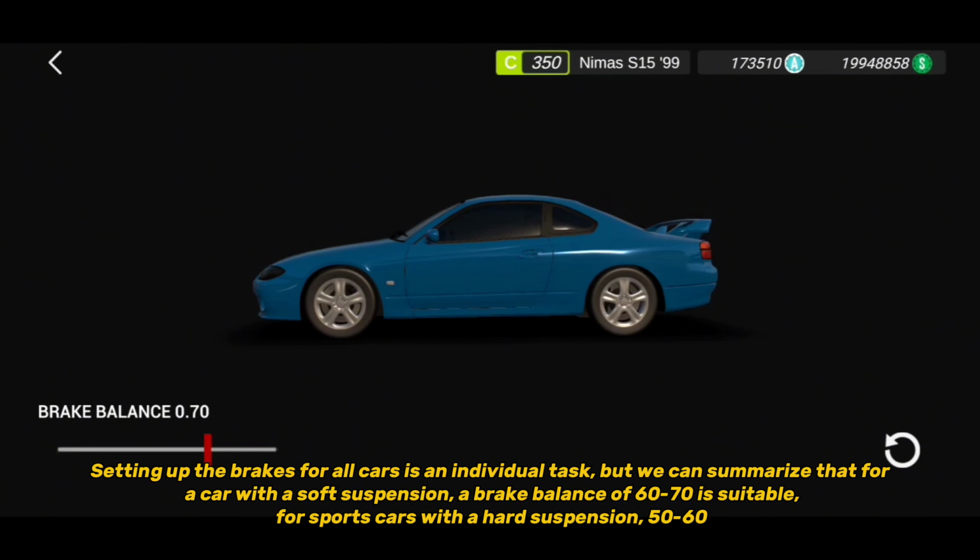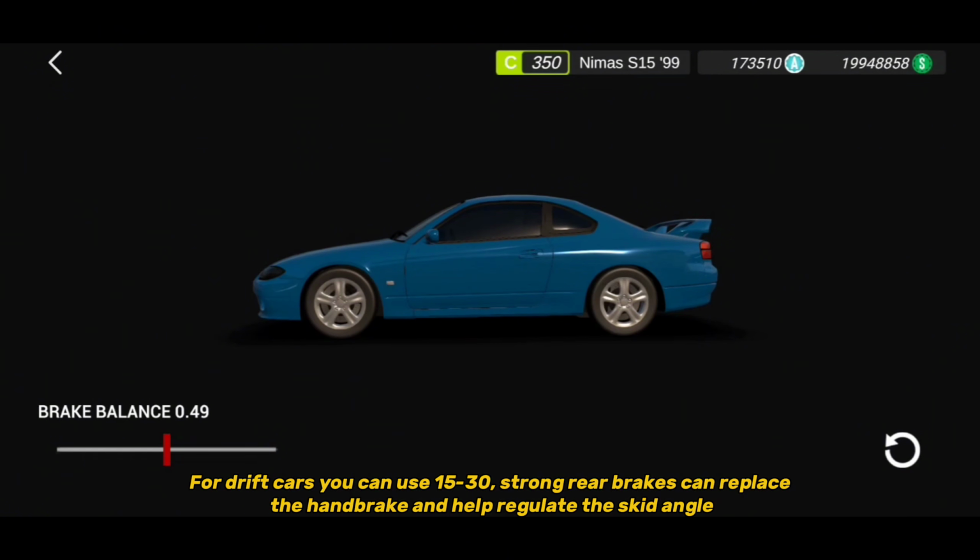Setting up the brakes for all cars is an individual task, but we can summarize that for a car with a soft suspension, a brake balance of 60-70 is suitable. For sports cars with a hard suspension, 50-60. For drift cars, you can use 15-30. Strong rear brakes can replace the handbrake and help regulate the skid angle.